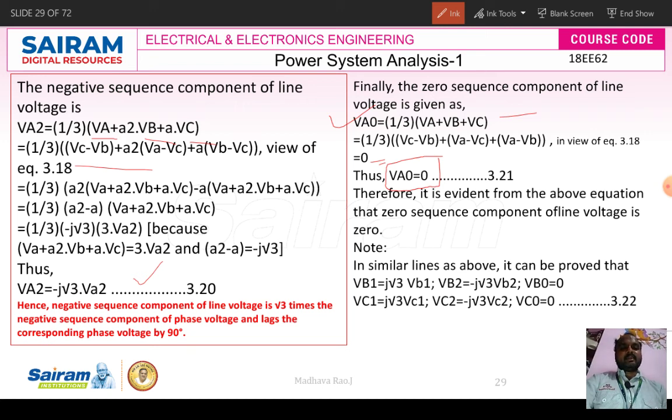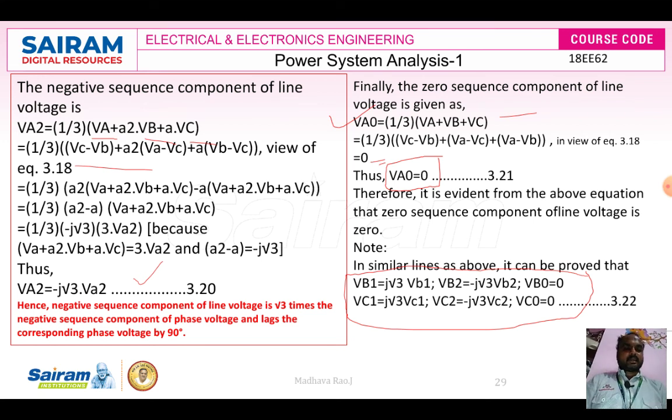In similar lines as above, it can be proved that VB1 is equal to J root 3 VB1, VB2 is equal to minus J root 3 into VB2, and VB0 is equal to 0. VC1 is equal to J root 3 VC1, VC2 is equal to minus J root 3 into VC2, and VC0 is equal to 0. These are the equations of the positive, negative and zero sequence of the other lines. So this is about the star connected system.